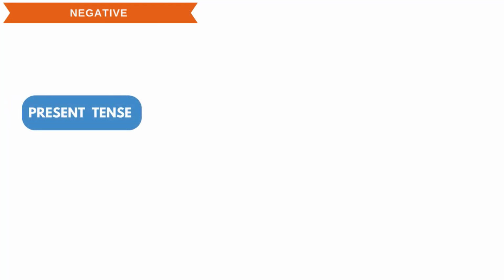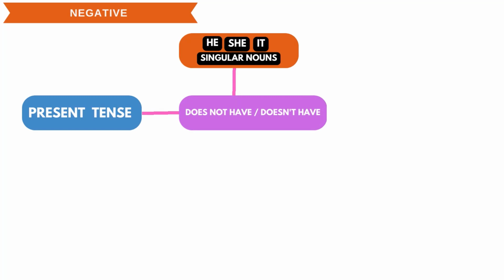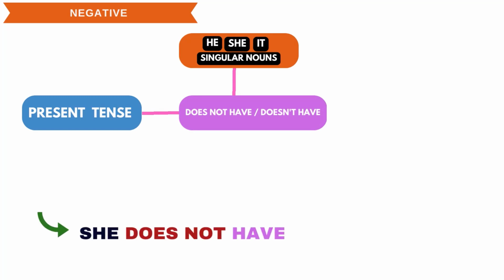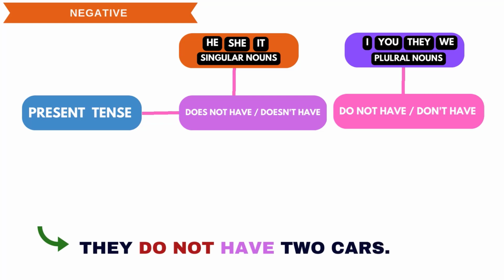Let's talk about negative sentences. If the sentence is in present tense and the subject is a singular noun, he, she, it, we use does not have to make negative sentences. For example, she does not have a cat. And do not have with plural nouns: I, you, we, they. For example, they do not have 2 cars.